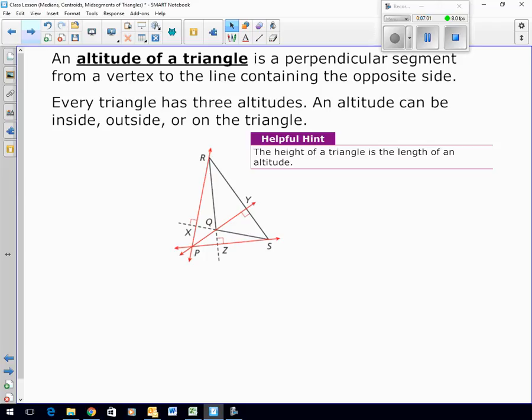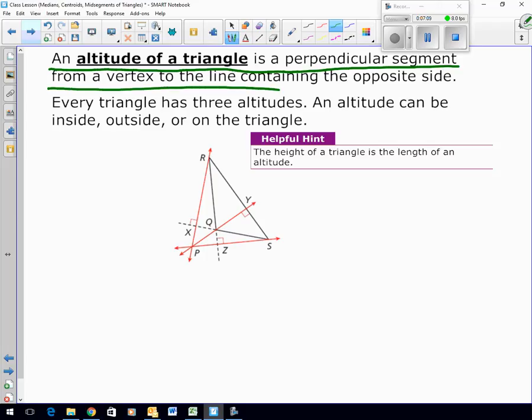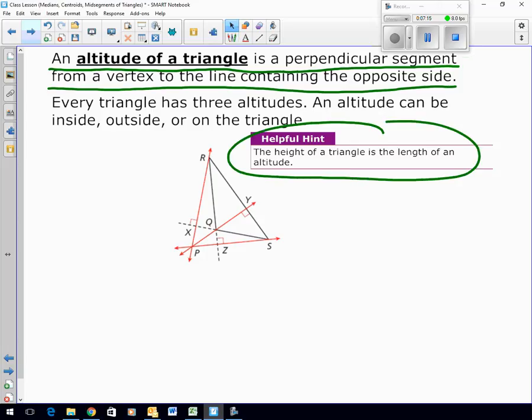Just write this down, please. I'm not gonna worry too much about this. Altitude of a triangle, a perpendicular segment from the vertex to the line containing the opposite side. And please write down my helpful hint right here.